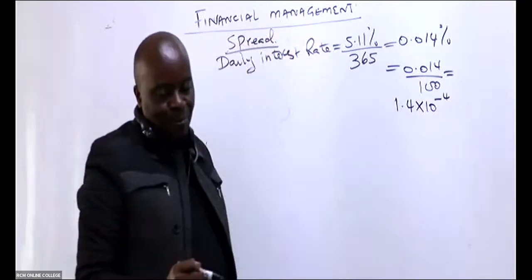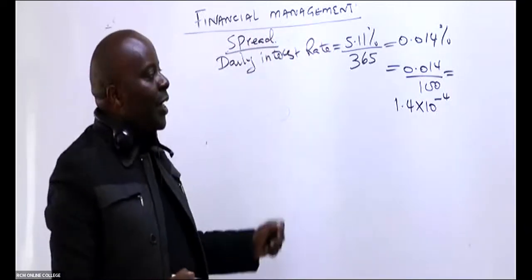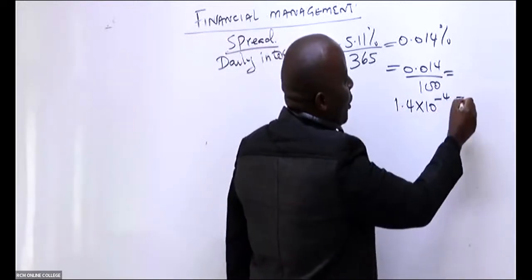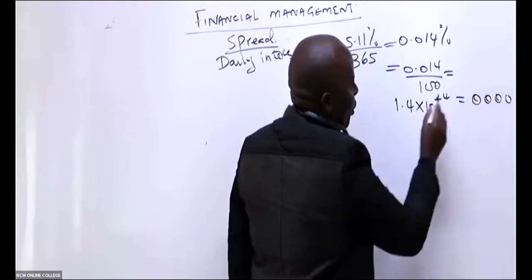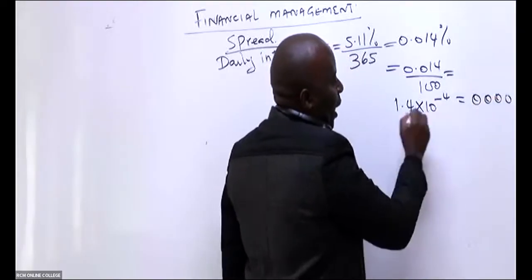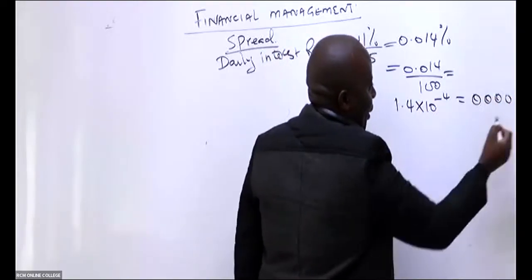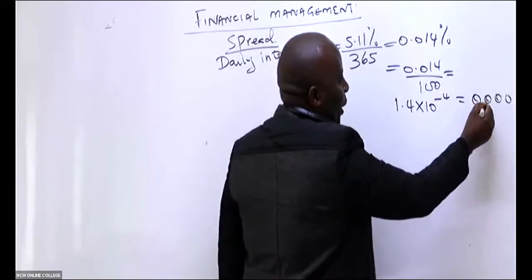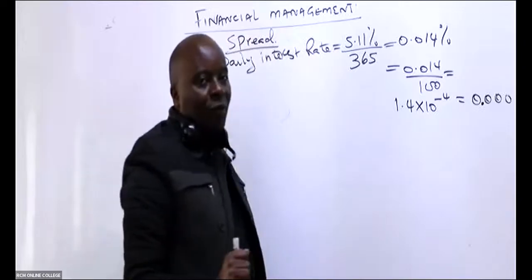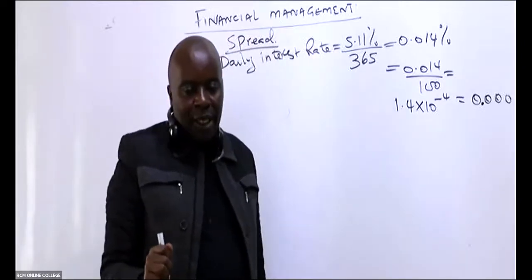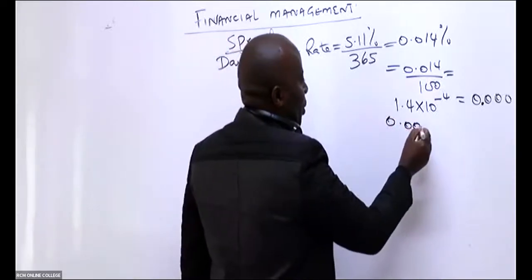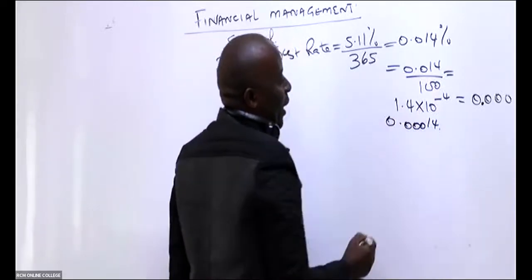Standard form. So when they give you this in standard form, what do you do in high school? You were told you count 4 zeros, this negative 4 zeros, and then write this number, 14. And then in between the first 2 zeros, you put a decimal. So we have here 0.00014, like that.